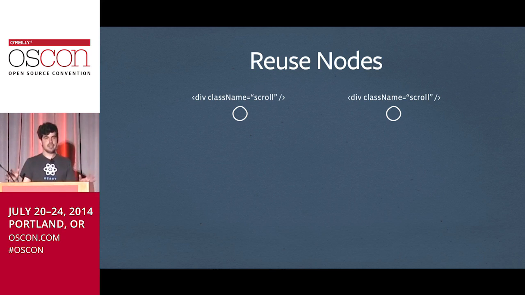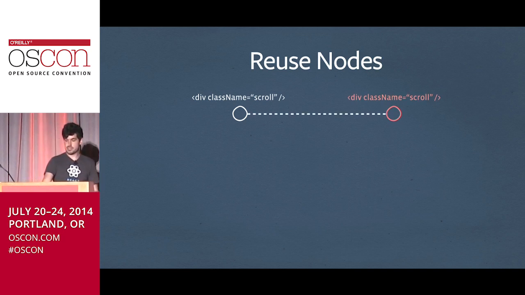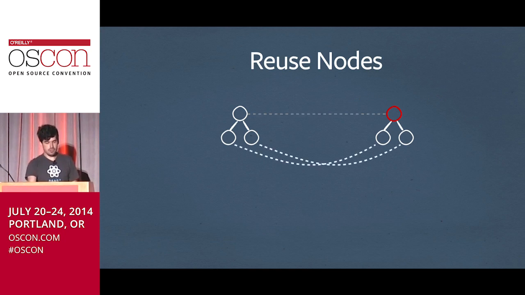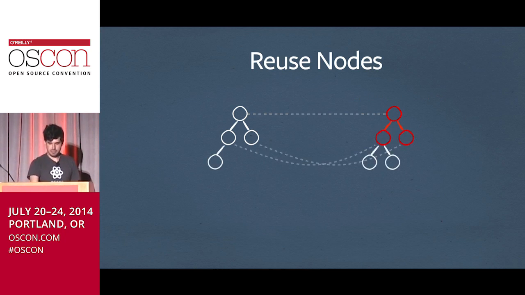So let's say in our first render, we render a scrollable div. And in our second render, we render another scrollable div. Then we're going to see that, oh, it's the same element. And so we're going to say, oh, this is the same, so I'm going to destroy the newly created one and just use the old one that's already in the DOM. So we're going to do that for all the tree, and it's working well.